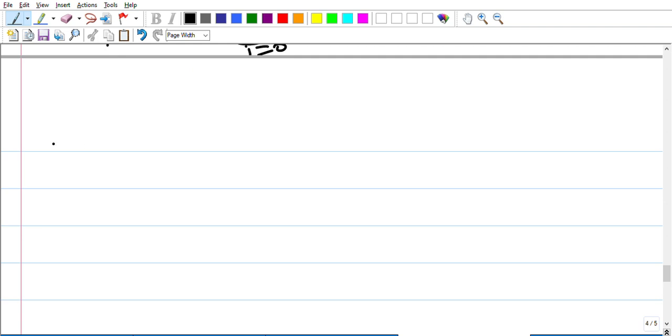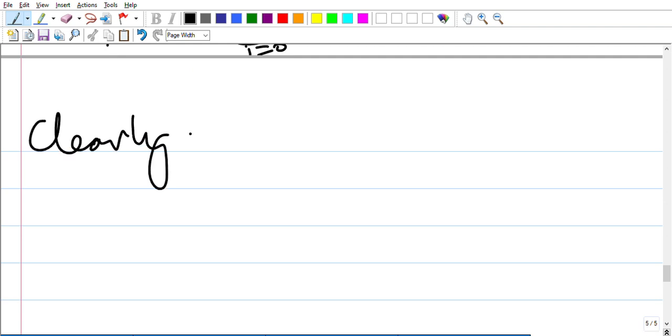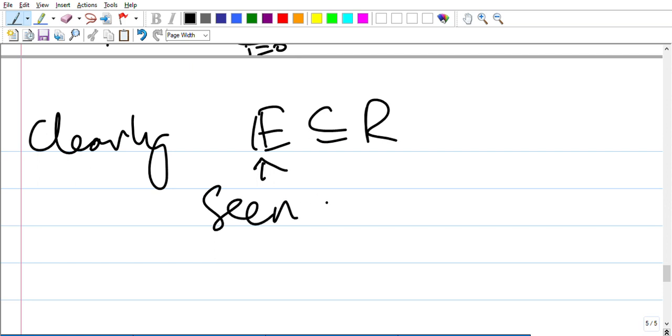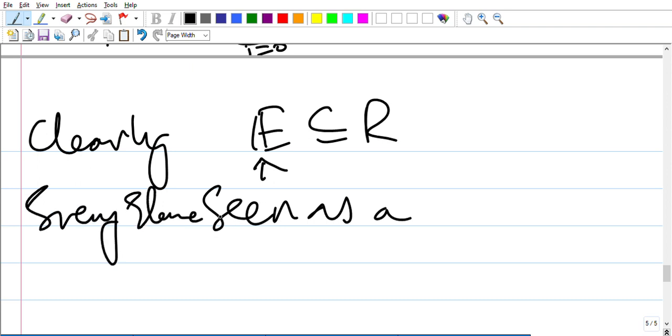Now, clearly, every element of E is an element of R. That is, E is a subset of R. That is because every element of E can be seen as a constant polynomial.